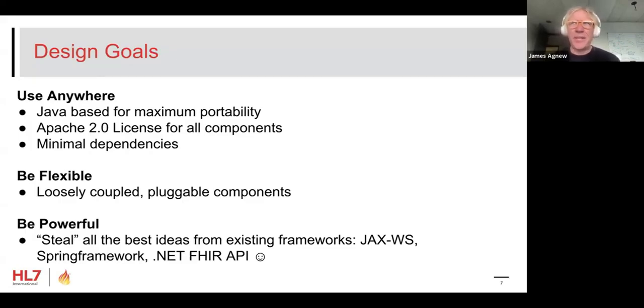I mean, we run on Windows, we run on Linux, we run on Solaris, we run on Spark, we run on old workstations, we run on Raspberry Pis. You pick your location, you can probably run HAPI there. Pretty impressive, I always think.